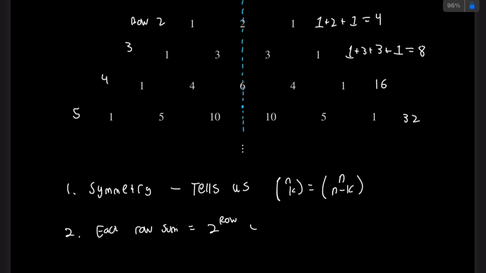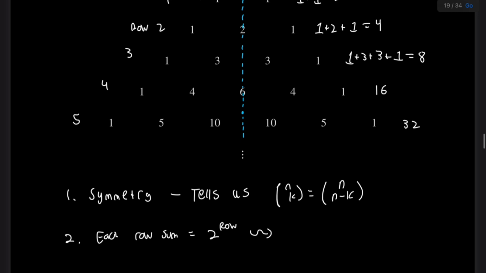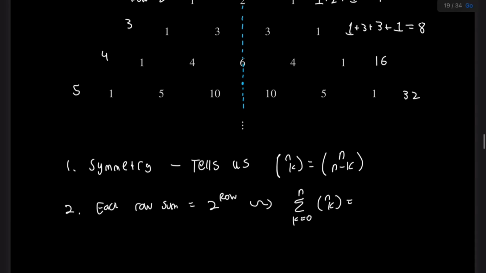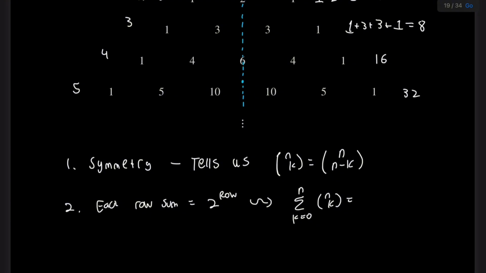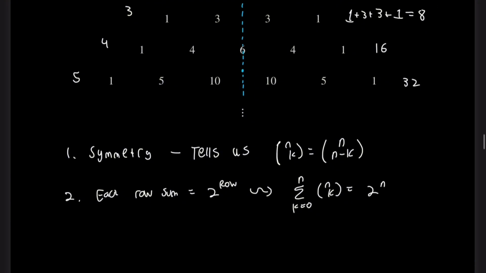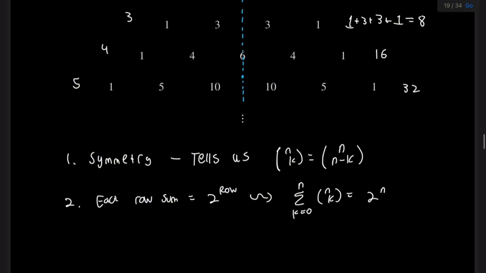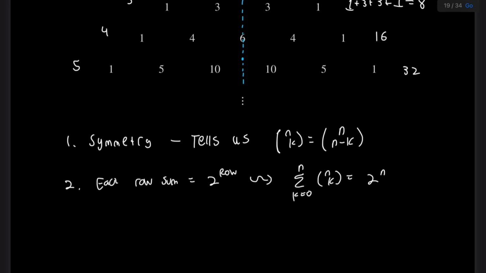But what does this really mean, right? What is a more precise statement here? It's that when you sum up all the binomial coefficients from k equals 0 to n of n choose k, this is the row sum, right? We get 2 to the row, which is n. So these are our two conjectures, let's say. We have not proven these, but looking at Pascal's triangle gives us a hint that these should be true.